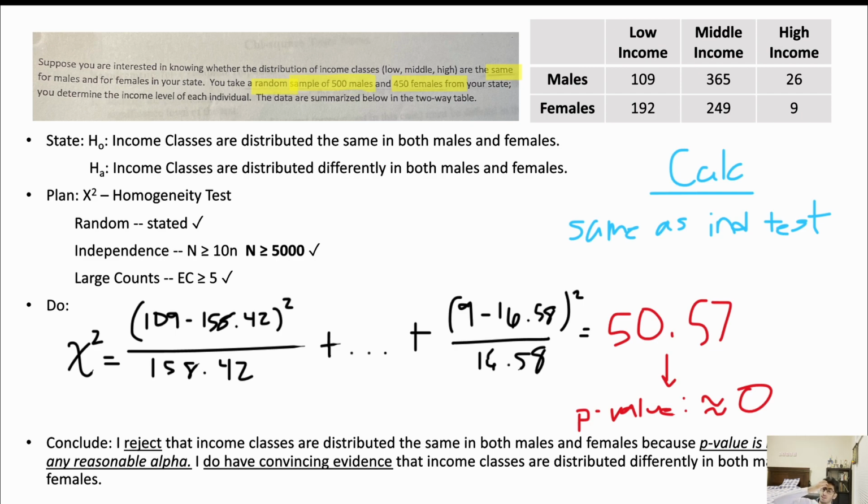For the calculator, the same thing as independence. You go to matrix, you input those values, and go to stat test, chi-squared test, calculate, get your test statistic, go back to matrix to find your expected counts. P-value is 0 again, then the same thing as last time.